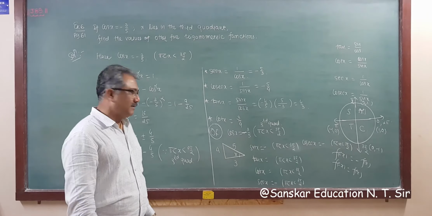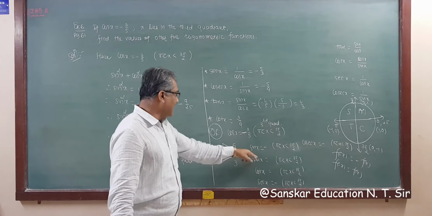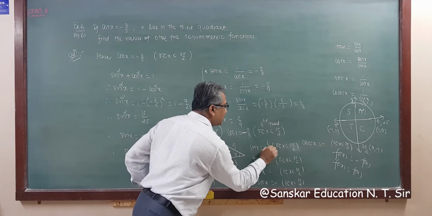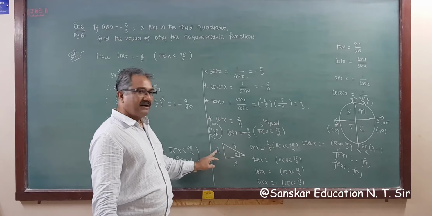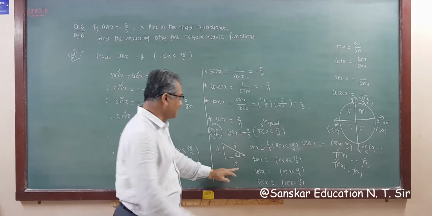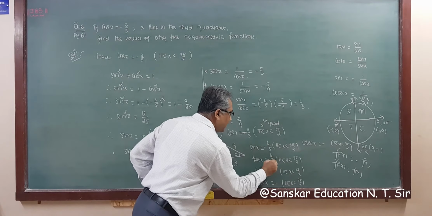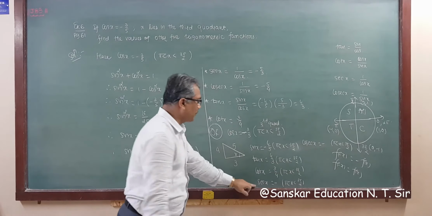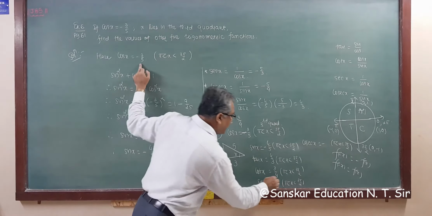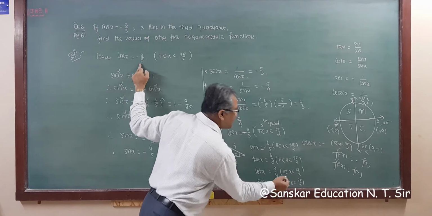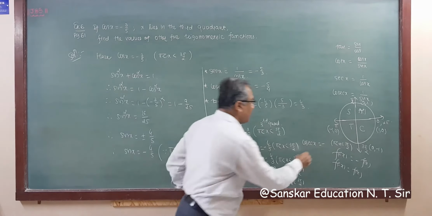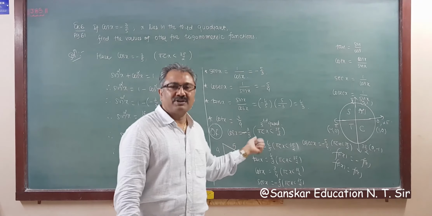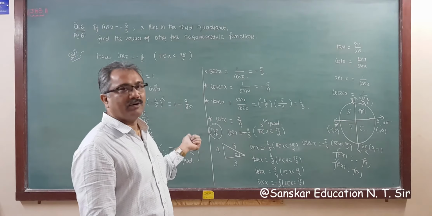Now using the triangle, this is x. Sin means opposite upon hypotenuse, so 4 by 5. Tan means opposite upon adjacent, that is 4 by 3. Cot is the reciprocal of this, that is 3 by 4. Sec is the reciprocal of cos, that is 5 by 3. And cosec is the reciprocal of sin, that is 5 by 4. So you can adopt this method only for solving this type of question.